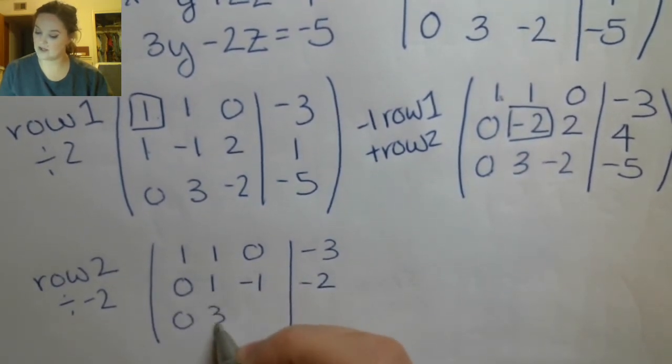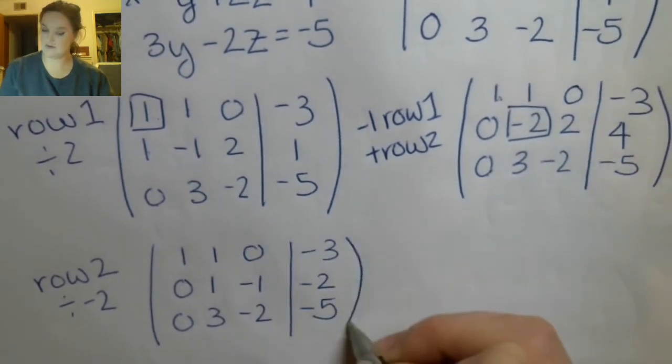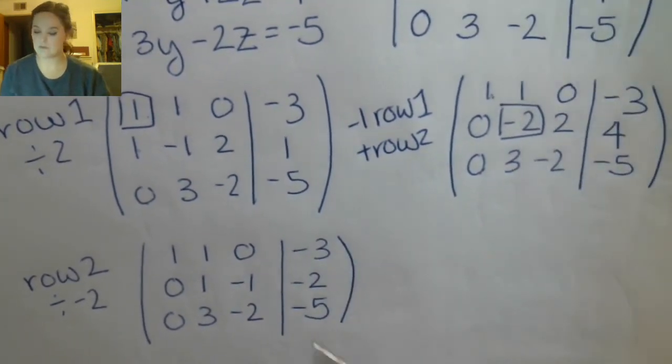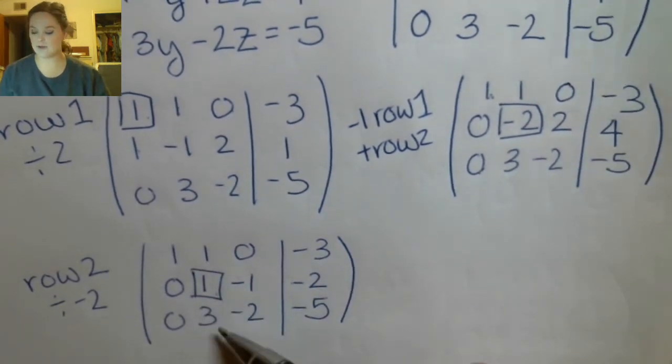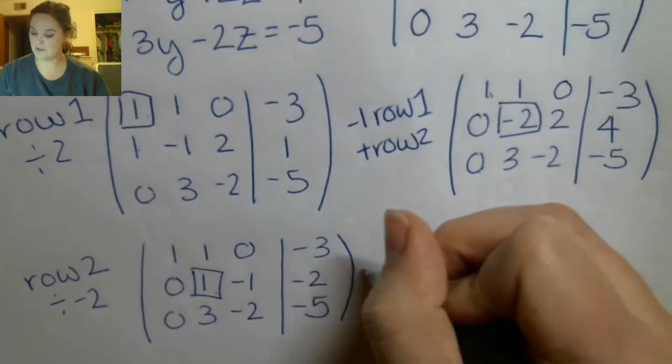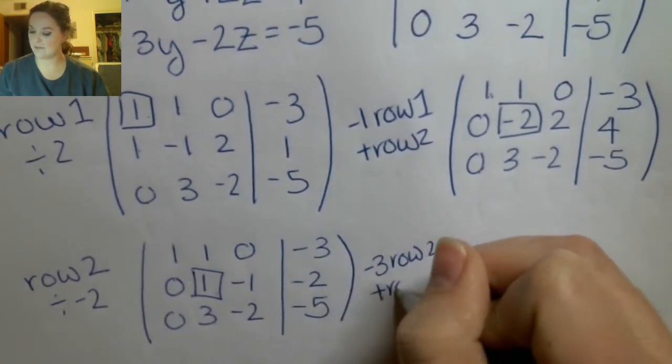And then I'm not changing my first row or my third row. Okay. All right, I'm still focused on this entry. Now that it's a 1, I'm going to eliminate below it. So I'm going to do -3 times row 2. I'm going to add row 3.